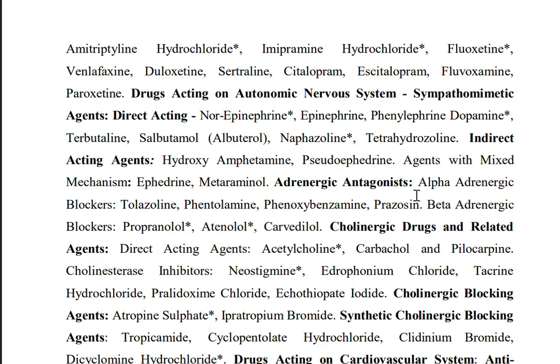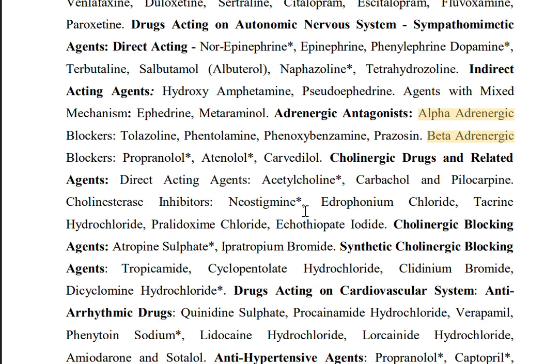Among adrenergic antagonists, there are alpha blockers and then beta blockers. You have to remember which receptor these drugs are blocking. That is just enough for the exams. And then cholinergic drugs, which are directly acting and indirectly acting: acetylcholine, carbachol, pilocarpine, and cholinesterase inhibitors: neostigmine, edrophonium, tacrine hydrochloride.